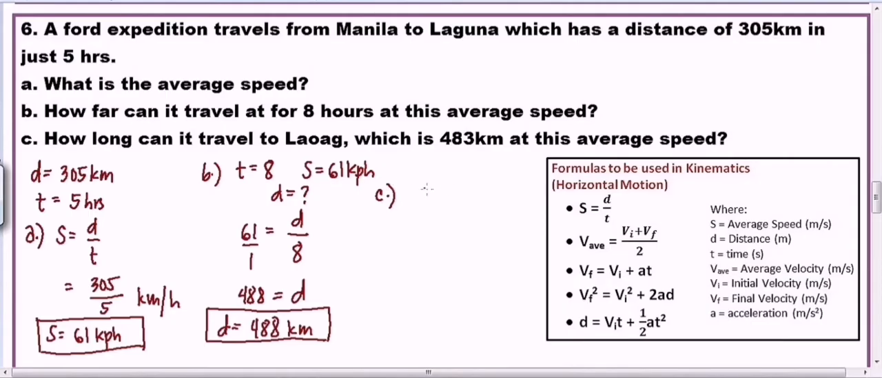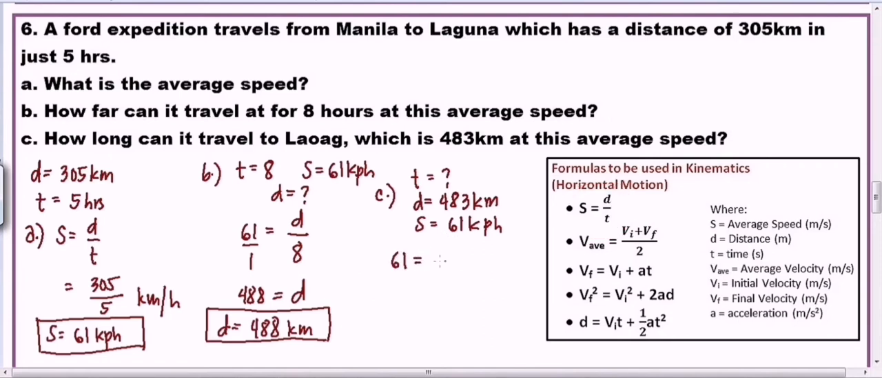Okay, letter C. How long can it travel? So, ang tinutukoy dyan ay time. How long can it travel to Laguna, which is 483 kilometers? So, gaano raw siya katagal makarating doon sa Laguna, which is 483 kilometers at this average speed. So, kung ang speed niya pa rin ay 61 kilometers per hour, gaano siya katagal babiyahe? Okay? So, SDT pa rin yan. So, ito pa rin ang gagamitin yung formula.